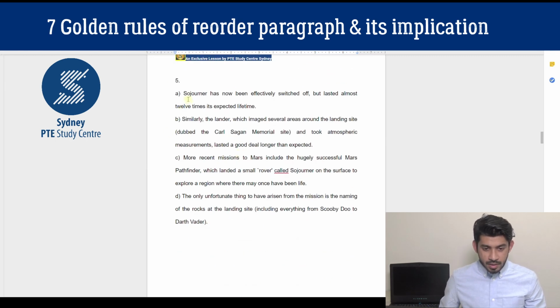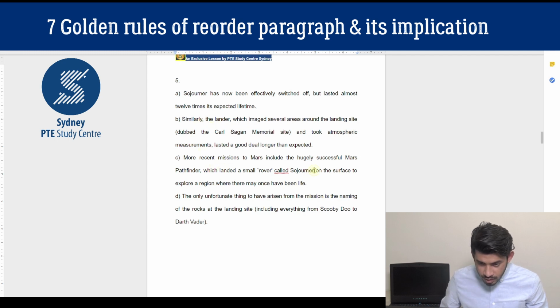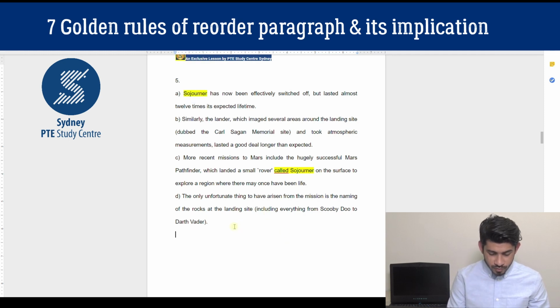Okay, number A, the first sentence says Sojourner has now been effectively switched off. Has now been effectively means it has been introduced before. Okay, now which sentence has the word? Just scan through the sentences, and I found here a rover called Sojourner. So that's my subject, right? It introduced me with the subject here. Now obviously, as it's the same name in two sentences, this is the strongest word clue. So I got my first pair. My first pair is C and A.